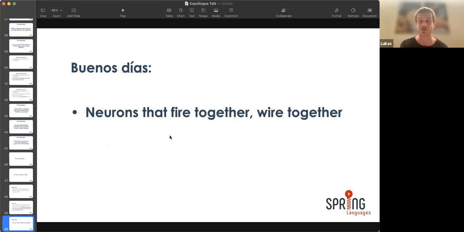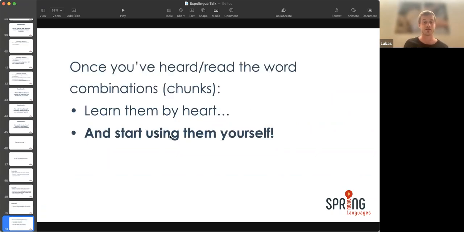That's exactly what happens with chunks, or with language in general as well. You notice this in your mother tongue probably too, right? You don't think about grammar. You just hear something so often, or you say something so often, that the neurons in your head fire together, they wire together as one whole, one unit of meaning, in this case, buenos días, right? Once you've heard or read a word combination like this, you can learn it by heart and you can start using it yourself, of course.